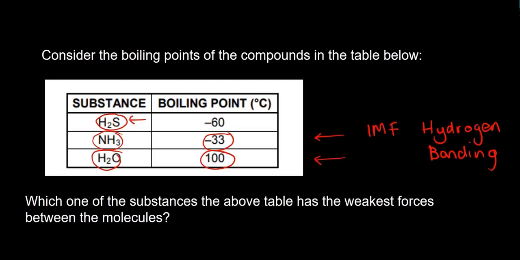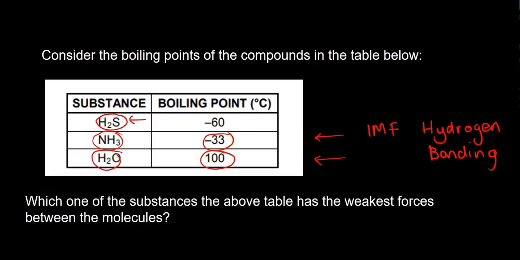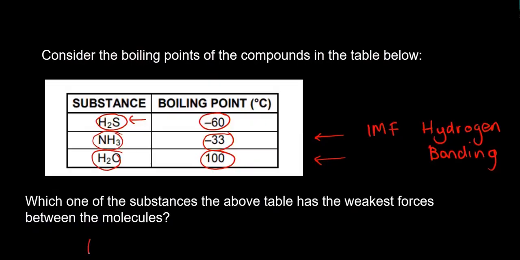If we don't know it, how can we tell? If we look at the boiling point, we can see that it is the lowest in that table. That's negative 60 degrees Celsius. It needs to have the weakest forces. And so we would have to write the answer as H2S.